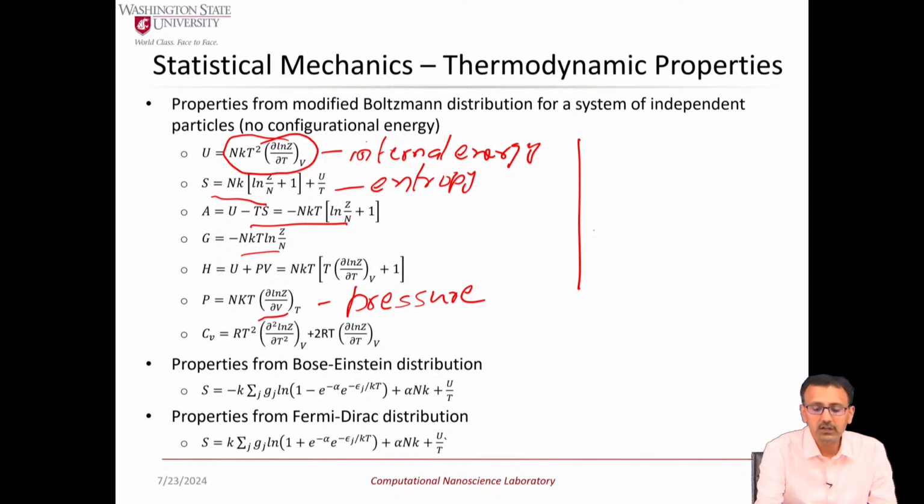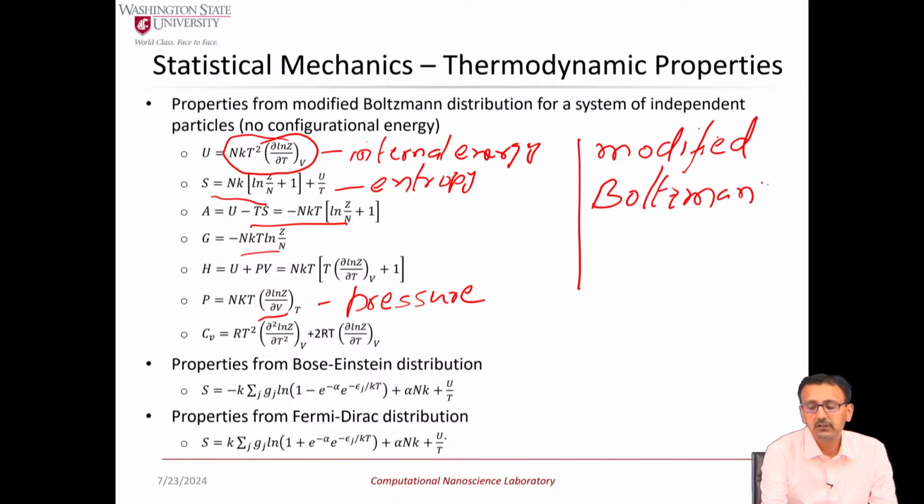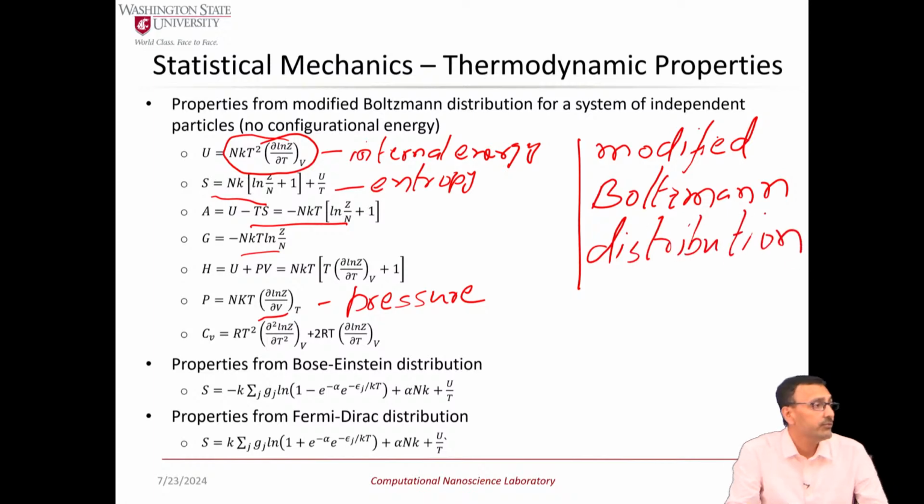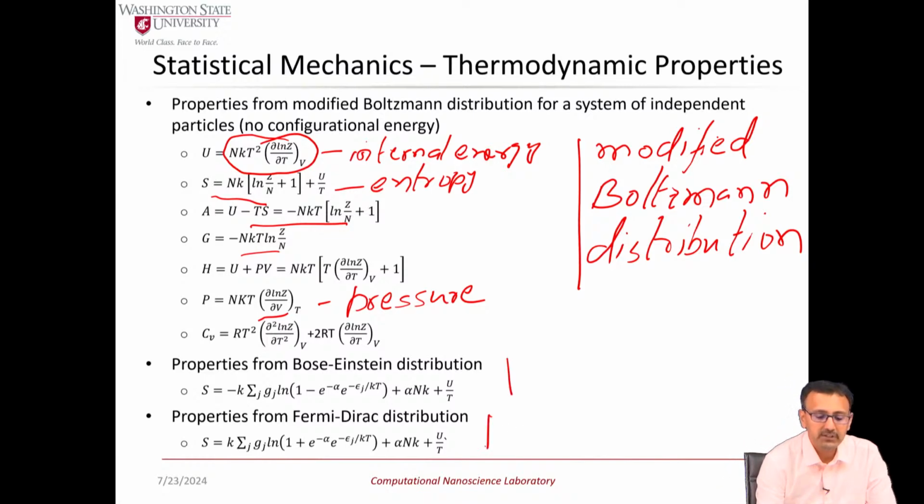Now, these expressions are all for the modified Boltzmann distribution. But let us say you have an electron or you have a photon. By the way, photons follow Bose-Einstein statistics. So, if you are trying to model a box with photons for photovoltaic applications, or if you are interested in a metal, conducting metal, and you wanted to understand its band structure, a collection of electrons, you cannot use these expressions because they do not follow Boltzmann distribution. So, in that case, you will have to apply either Bose-Einstein or Fermi-Dirac statistics.